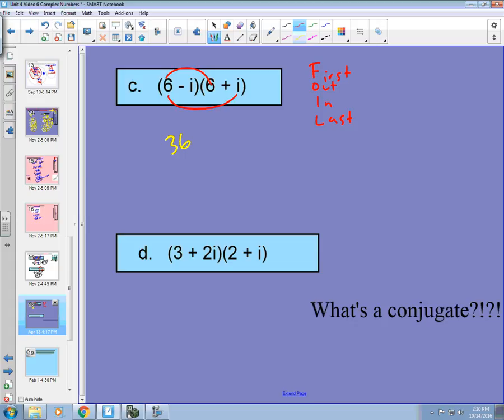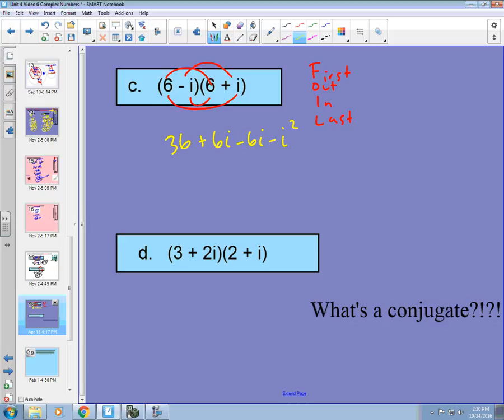Now let's multiply our outside ones. That's going to be plus 6i. Multiply our inside ones. That's going to be minus 6i. And then finally, let's multiply our last ones. It's going to be negative because we got negative times a positive. i times i is i squared.